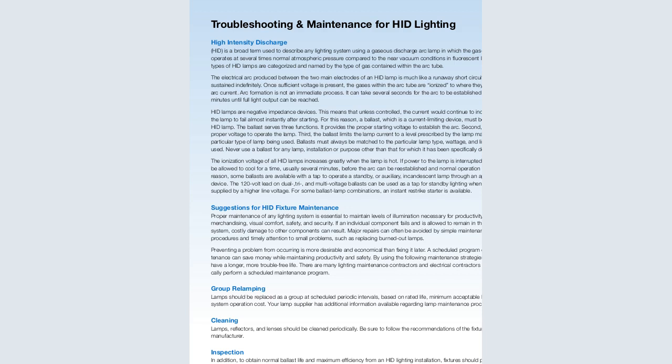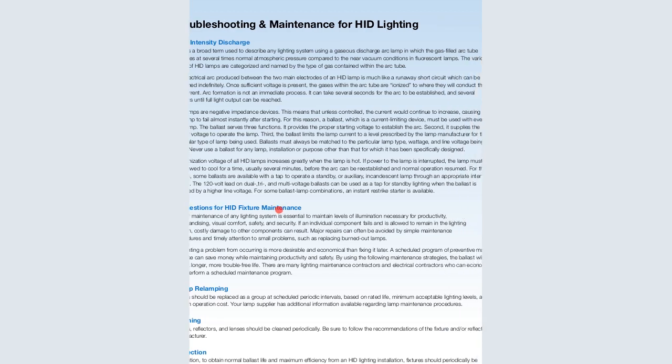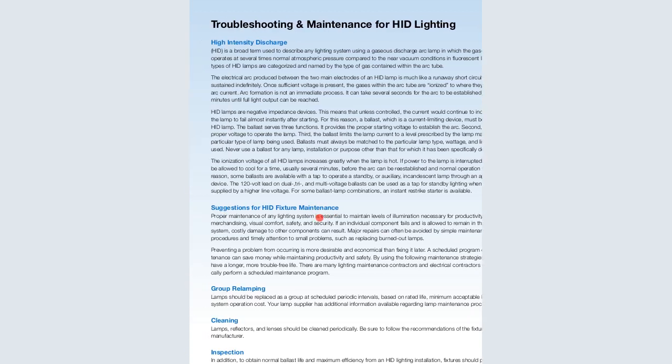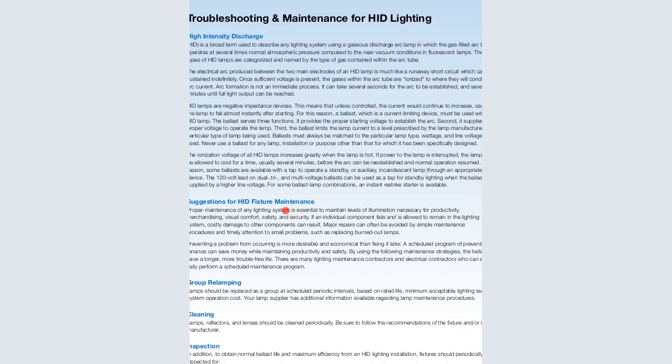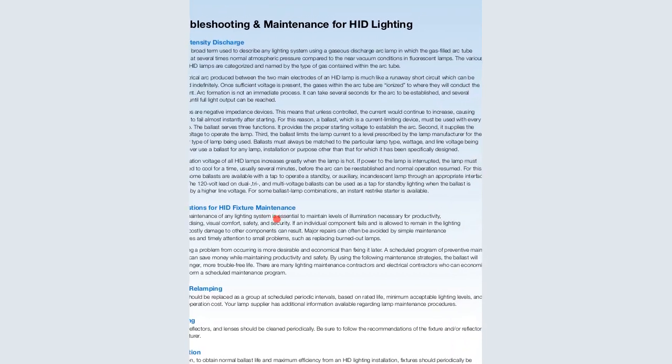So this is discharge lamp troubleshooting and maintenance. We start with the high intensity discharge lamps. Remember we talked about them. They are the commonly used lamps that we have. The broad term is used to describe any lighting system using a gaseous discharge, that is the arc lamp, in which the gas-filled arc tube operates at several times normal atmospheric pressure, compared to the near vacuum conditions in fluorescent lamps.